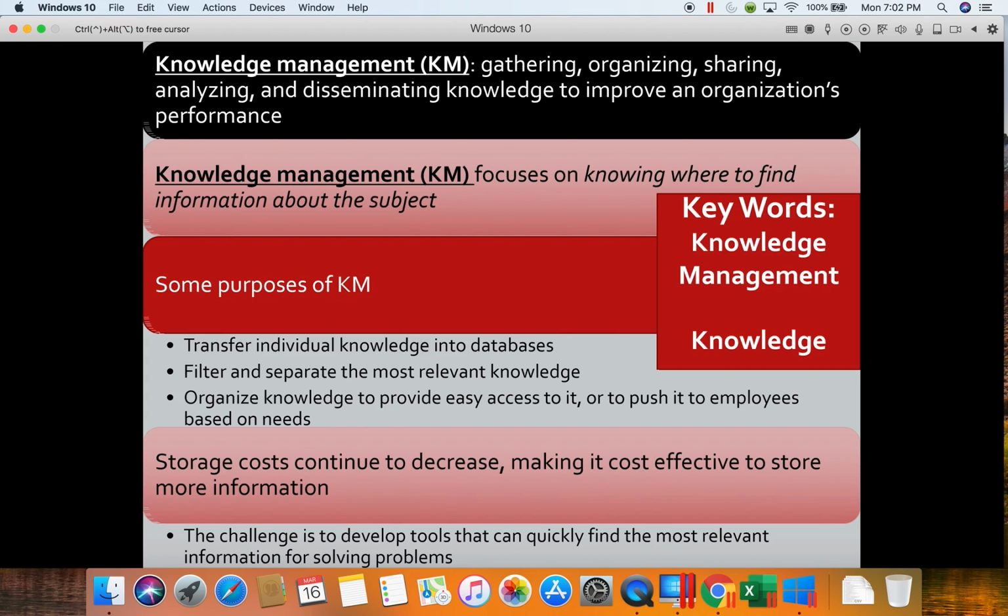Knowledge management systems are mainly to gain a second type of knowledge. So it's a combination of activities involved in gathering, organizing, sharing, and analyzing knowledge to improve our performance. For knowledge, there are two types. First, knowing what you want, and then second, knowing where to find the information about that subject or knowing how to get the information.